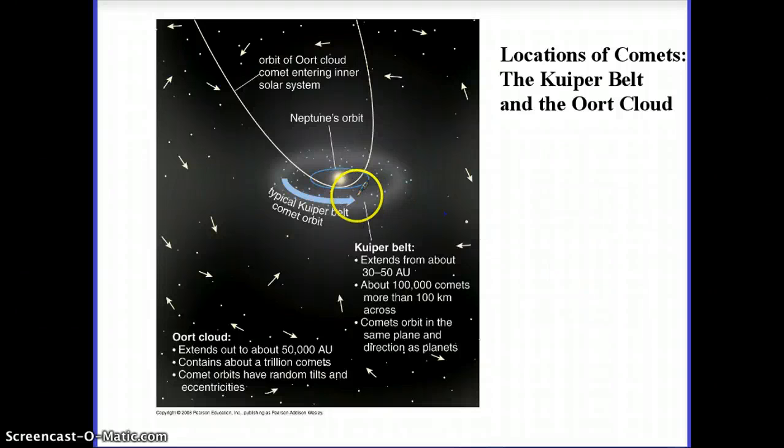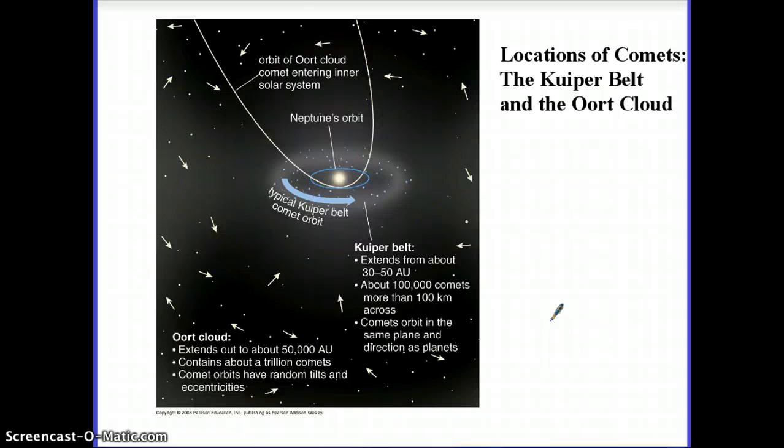And it turns out that these comets mostly have very consistent orbits. They orbit just the way planets do. They're very predictable. Halley's Comet is a Kuiper Belt comet. If we think about Pluto as if it were a comet, Pluto would be a Kuiper Belt comet. The other dwarf planets are part of the Kuiper Belt. And there's about 100,000 of them that are more than 100 kilometers across.